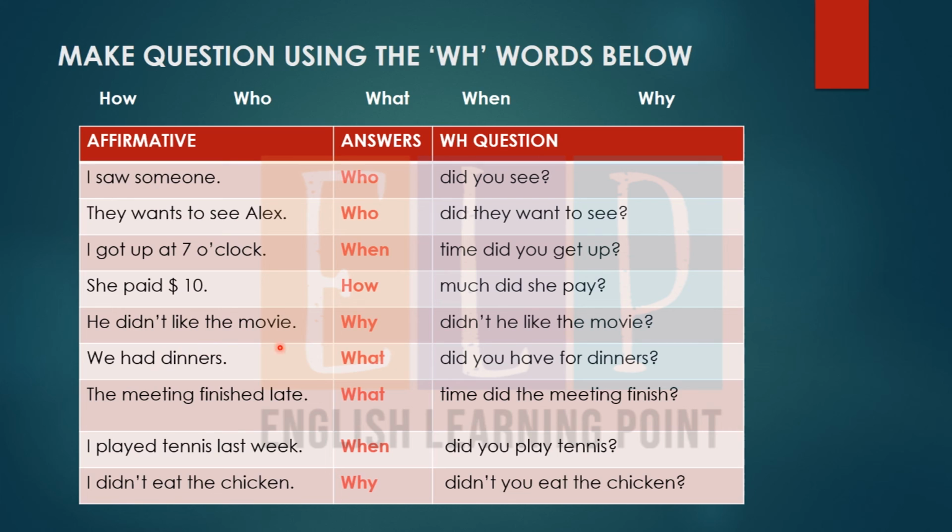He didn't like the movie. Why didn't he like the movie? We had dinner. What did you have for dinner? The meeting finished late. What time did the meeting finish? I played tennis last week. When did you play tennis? I didn't eat the chicken. Why didn't you eat the chicken? So we found our answers after reading these affirmative sentences. First we read these sentences, and after reading them we find our answers. We found our WH words like who, when, how.